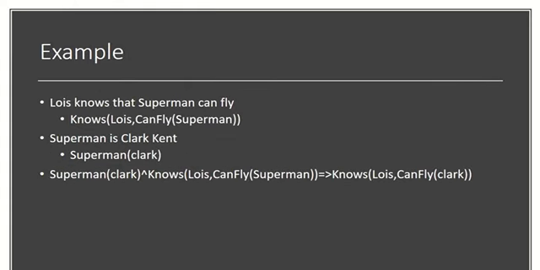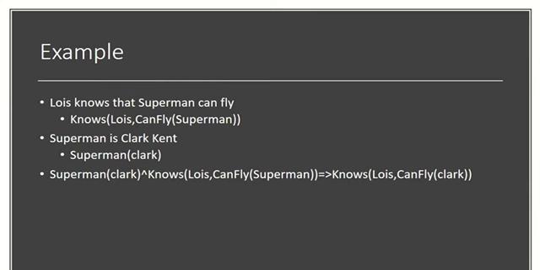Another fact we have here is Superman is Clark Kent, and the representation of the predicate is Clark Kent is Superman. Now, through the above two facts, we can deduce the knowledge as the third predicate. Here, Clark is Superman, and Lois knows Superman can fly. That implies, if we deduce that left hand side statement, that Lois knows Clark can fly.